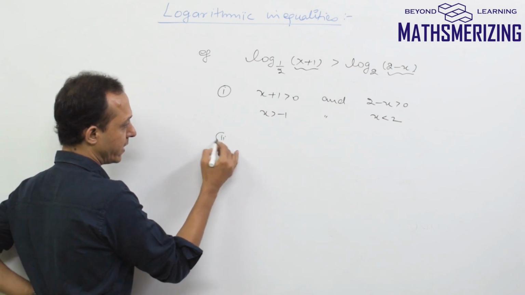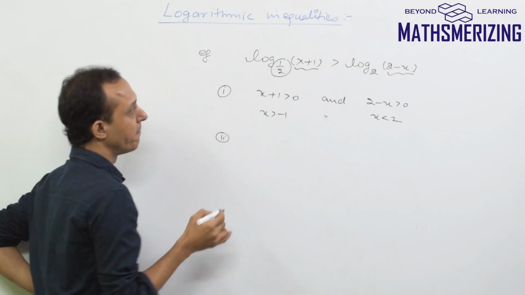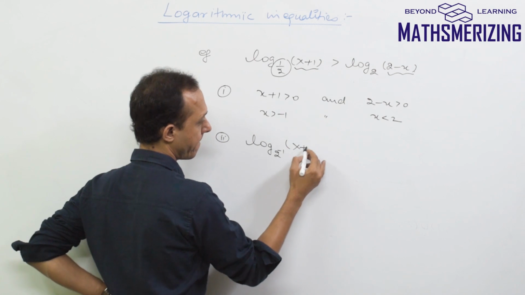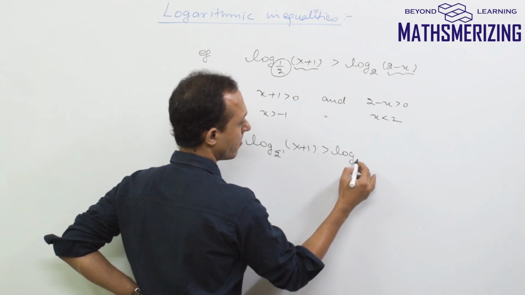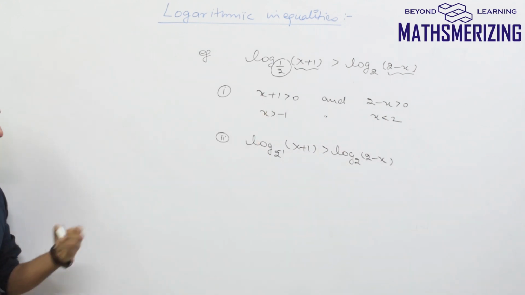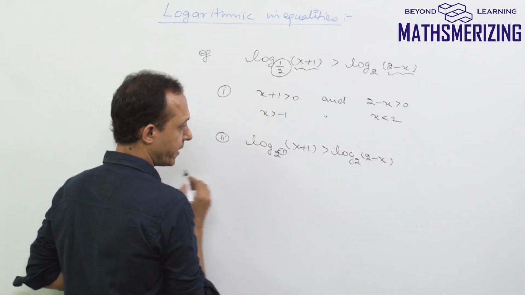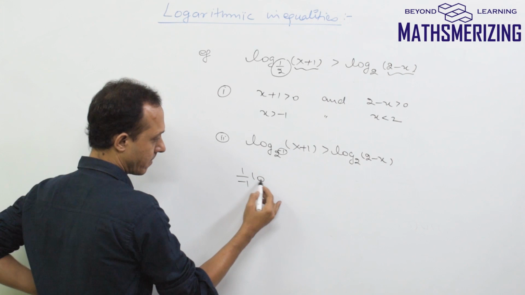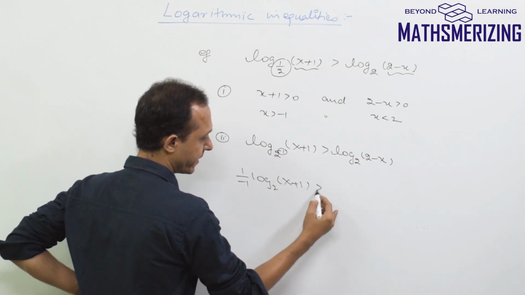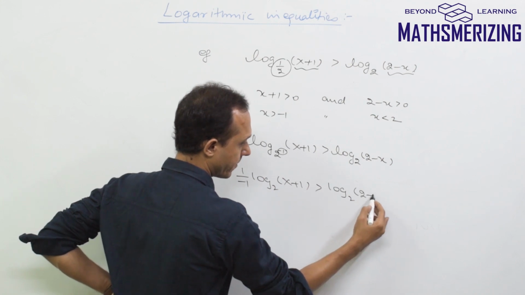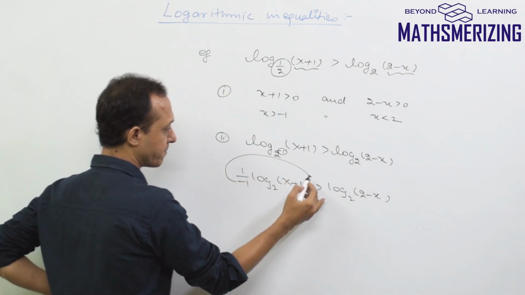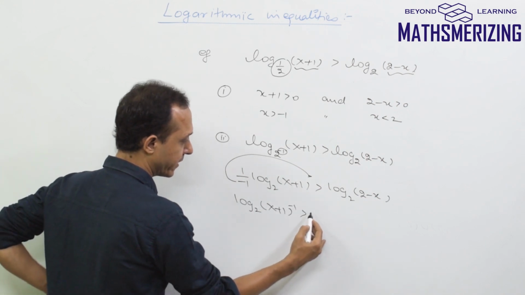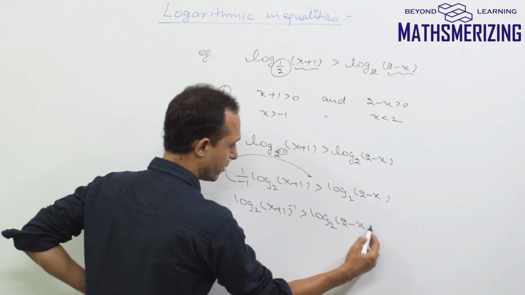Now I'll try and solve this inequality. I'll write this 1 by 2 as 2 to the power minus 1. Now I'll use the property of exponent of base. So I'll take this minus 1 out, and I'll write 1 upon minus 1 log of x plus 1 is greater than log of 2 minus x. Now I can take it to the power of x plus 1. So I'll write log of x plus 1 to the power minus 1 is greater than log of 2 minus x.